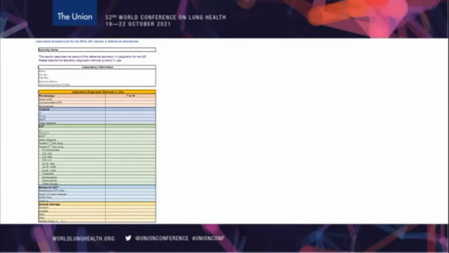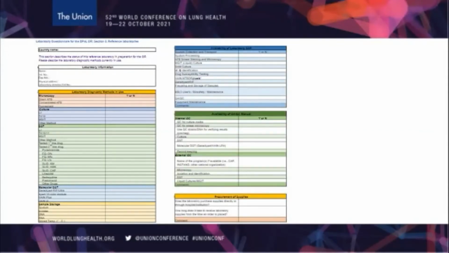You need to fill out laboratory information at the top, and then you can check either yes or no for which diagnostic method you use in the reference laboratory. This includes microscopy, culture method, phenotypic DST method, molecular DST method that you use, and sample storage. Then it is followed by a readiness check of laboratory SOPs and QA/QC manual. The procurement of supplies is also important because it takes quite some time to procure necessary materials in certain countries. Procurement plans should be made in a timely manner.